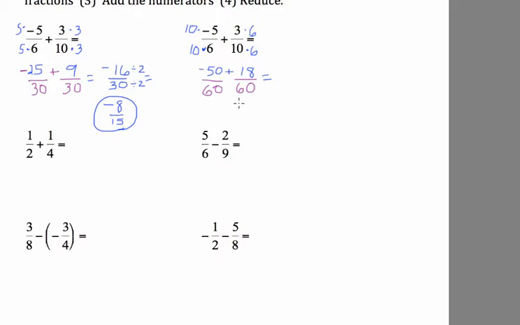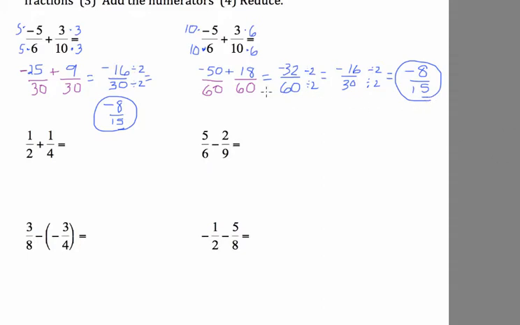Negative 50 over 60 plus 18 over 60. Add your tops only, and reduce. I see that they're both even, so a 2 divides out of there evenly. They're still even, so I can divide another 2 out. And you see that I get the same answer, negative 8/15.